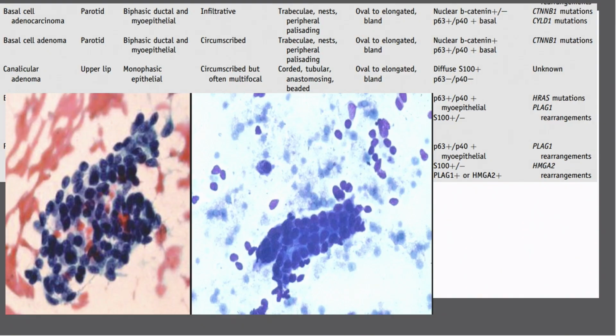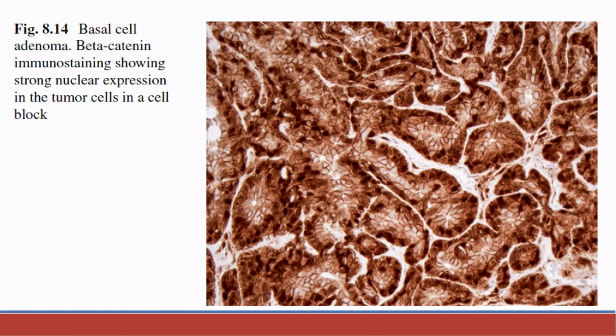Here you can see the evidence of a basal cell adenoma or carcinoma. This is a basal cell adenoma in which we have these basaloid cells with scant cytoplasm and this haphazard organization of cells, and also the typical nuclear positivity for beta-catenin.